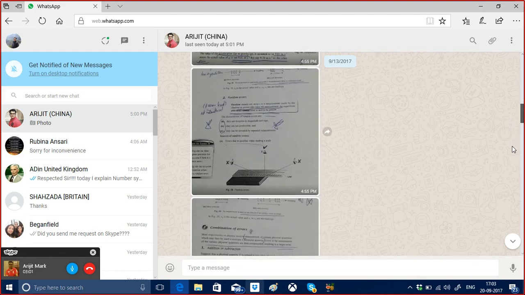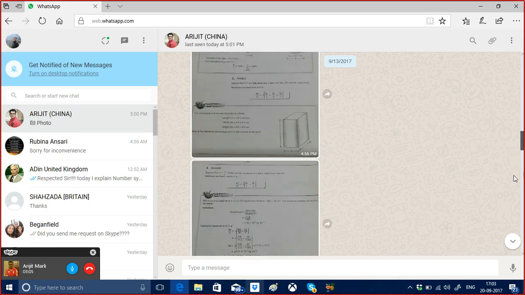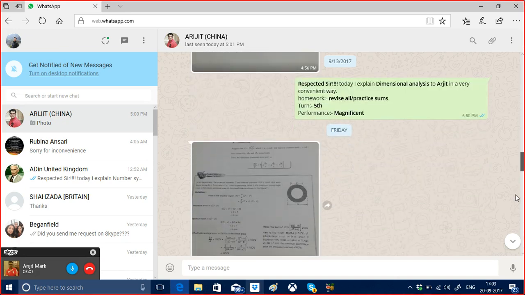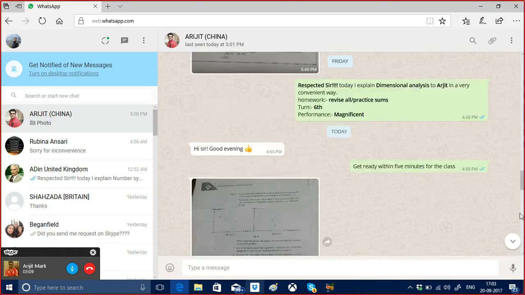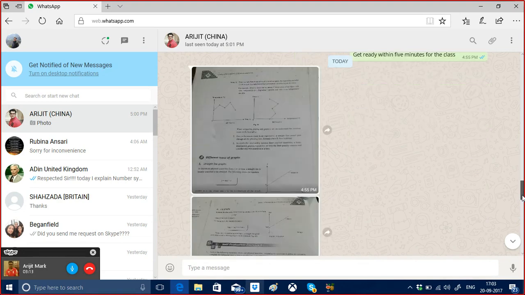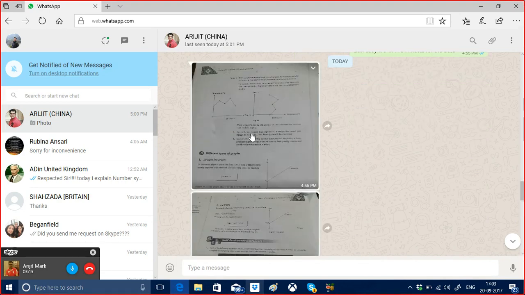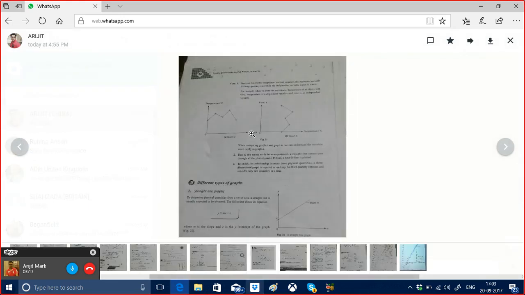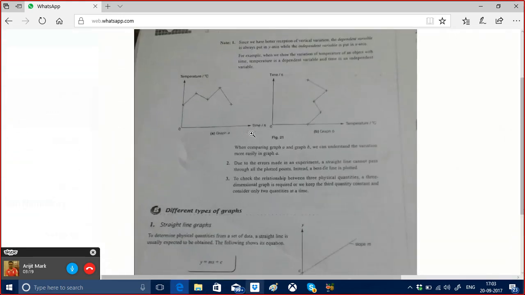Vernier calipers, this one, I think that we completed that one. Okay, ring also we completed. And you send me this one today, these pictures, huh? Yes, that's right. Let me open this one. What is this?